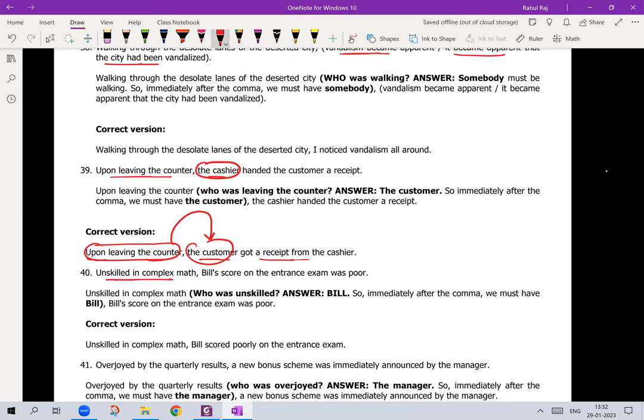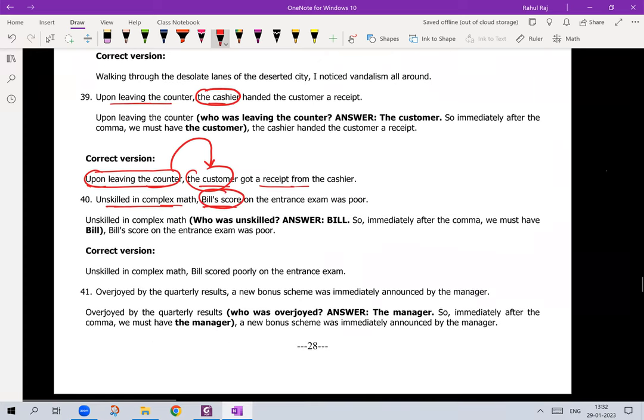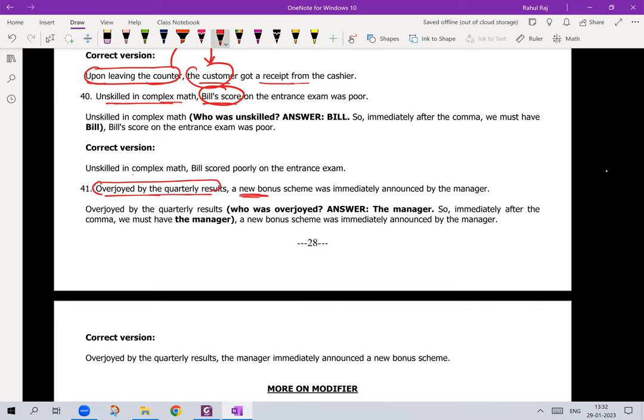Unskilled in complex math, Bill's score on the entrance exam was poor. Bill's score is what? Score, which is crap. So unskilled in complex math, Bill scored poorly on the entrance exam. Overjoyed by the quarterly result, the new bonus scheme was immediately announced by the manager. So this is crap. Who was overjoyed by the quarterly result? A new bonus scheme or the manager? So manager was overjoyed. So you should write manager. Overjoyed by the quarterly result, the manager immediately announced the new bonus scheme.